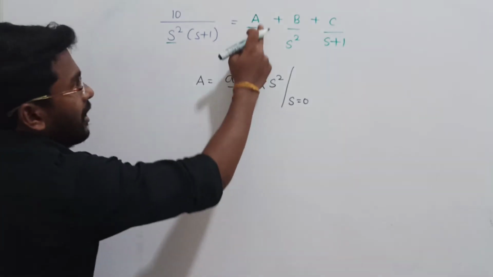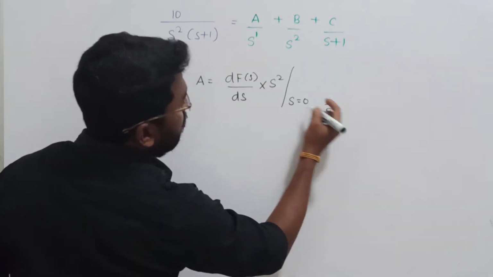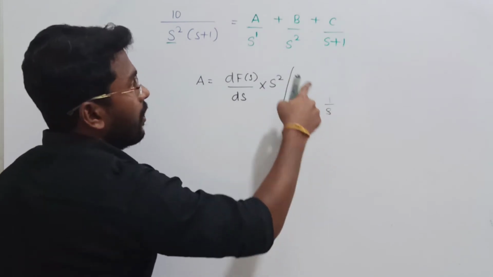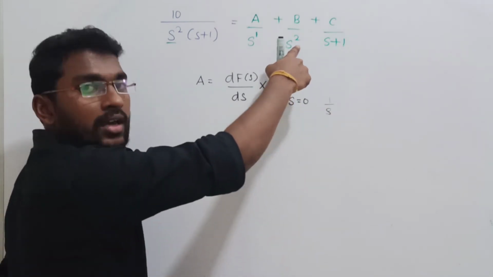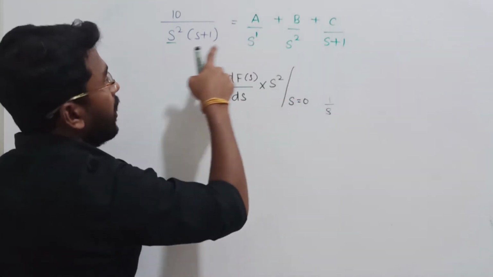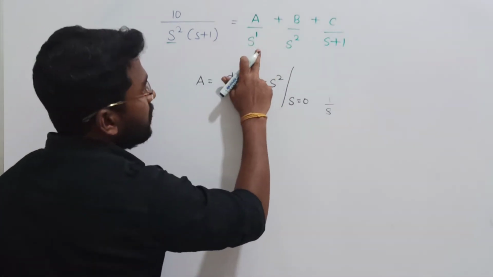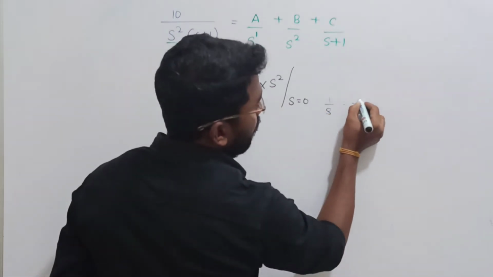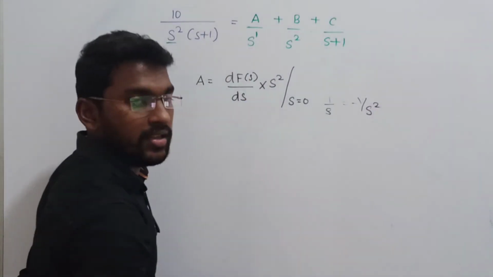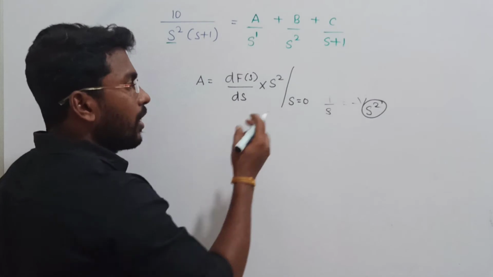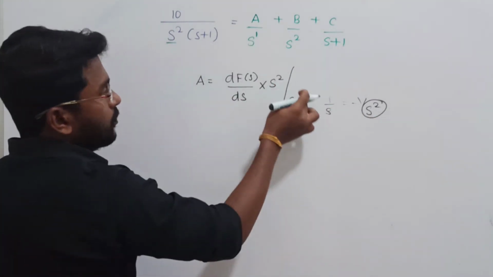Why? Because actually we have 1 by s, the term is 1 by s, but our order is s square. So to get my original order, I have to differentiate once. To get the actual order, I have to differentiate this function once. Differentiate 1 by s and you will get minus 1 by s square. See there, I am getting my original order. Then after getting the original order, you can substitute the values.